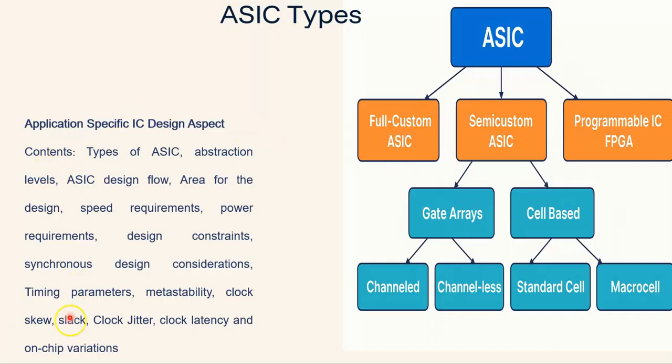And what is the theory content on the slide representing? The theory content on the slide is representing the syllabus of your unit number 1. So unit number 1 includes type of ASIC, abstraction level, ASIC design flow, area for the design, speed requirement, power requirement, design constraint, synchronous design consideration, timing parameters, metastability, clock skew, slack, jitter, clock latency, and on-chip variation. If you remember, in our CMOS subject, we already covered a few of these timing parameters in a short way. Only the definition we have covered.